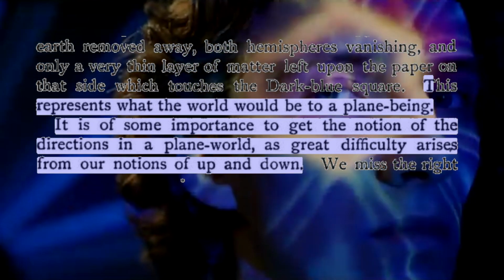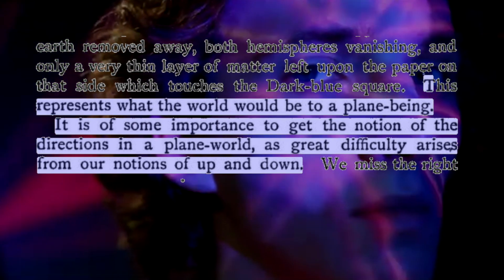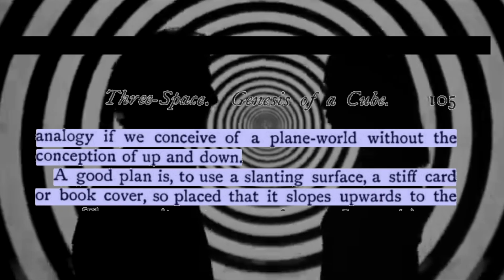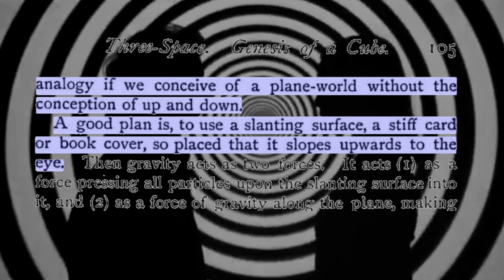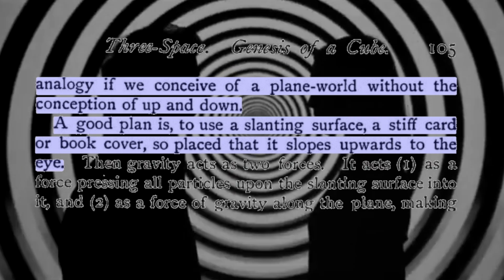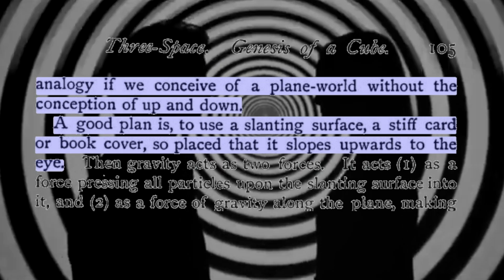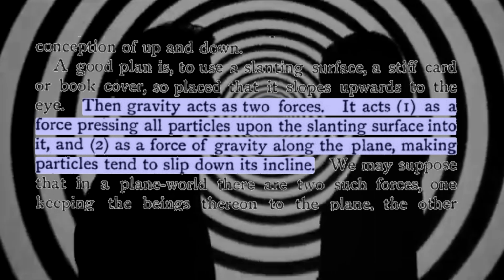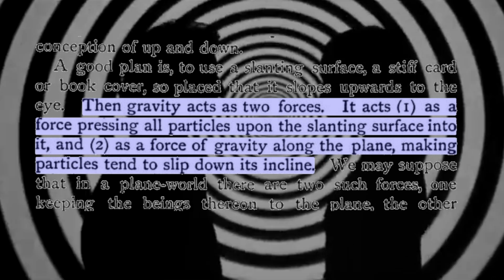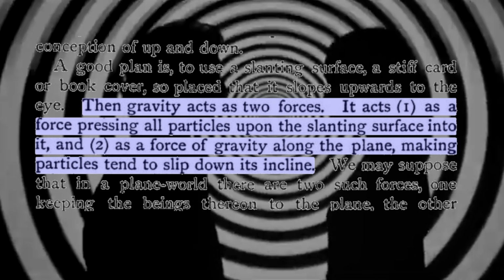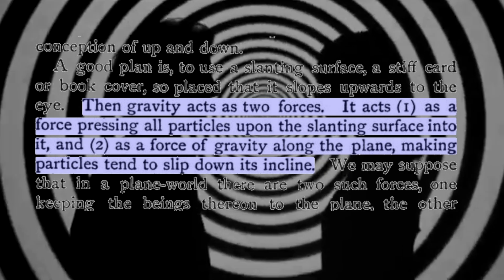It is of some importance to get the notion of the directions in a plane world, as great difficulty arises from our notions of up and down. We miss the right analogy if we conceive of a plane world without the conception of up and down. A good plan is to use a slanting surface, a stiff card or book cover, so placed that it slopes upwards to the eye. Then gravity acts as two forces. It acts as a force pressing all particles upon the slanting surface into it, and as a force of gravity along the plane, making particles tend to slip down its incline.